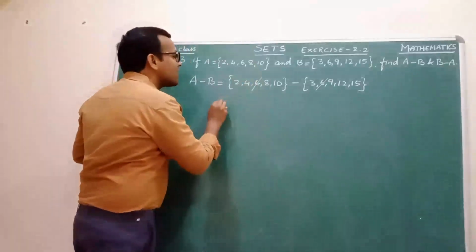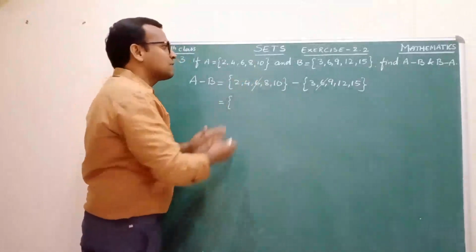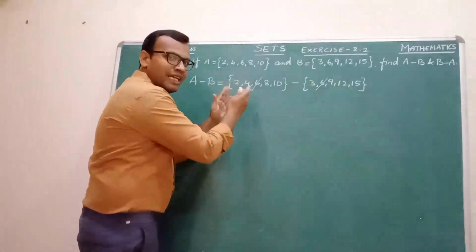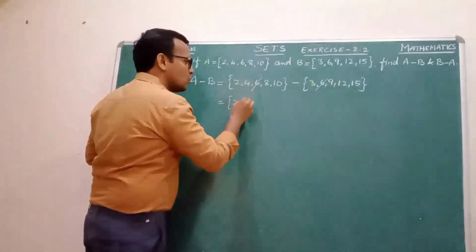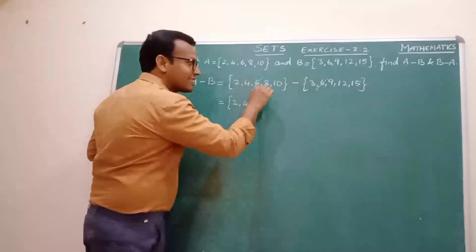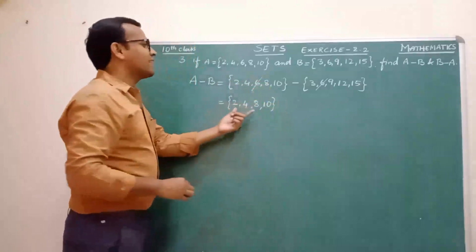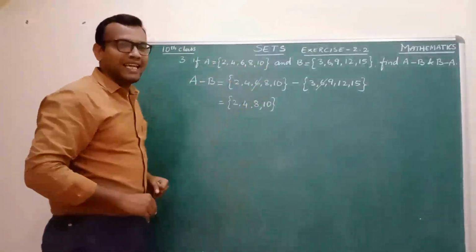Now let me write the difference of A and B is the set of elements in A but not in B. So only the elements in A. So what elements are there in only A? 2, 4, not 6, 8 and 10. Now this is A minus B. Now let us do B minus A.